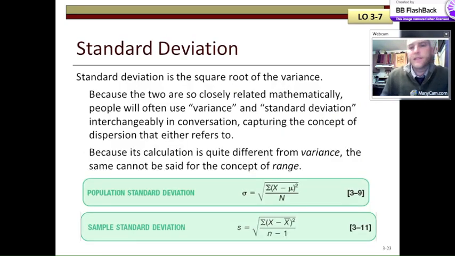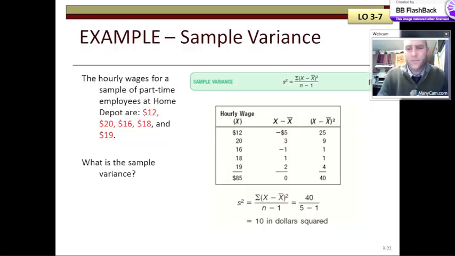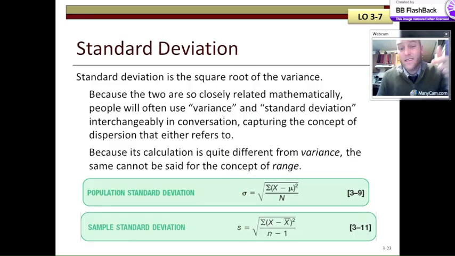The variance and standard deviation, again, are so closely related conceptually, people will oftentimes use the same words to describe them, or they'll use variance to describe standard deviation, vice versa. They're talking about this concept of dispersion that comes from taking the sum of the square deviations and dividing by the sample size. Whether or not you take the square root in order to get back to regular units, not dollars squared, just regular dollars. Whether or not you're doing that, the concept is still the same, and it's the larger concept of dispersion.